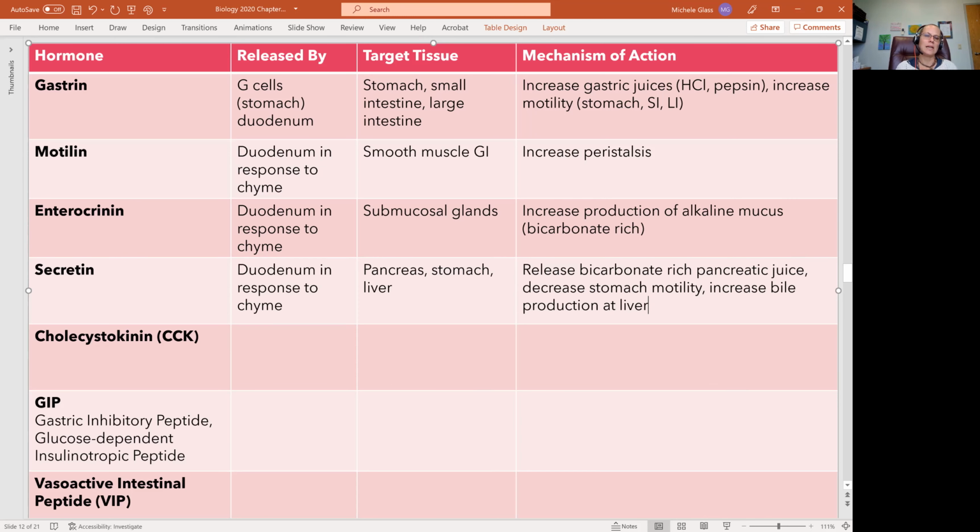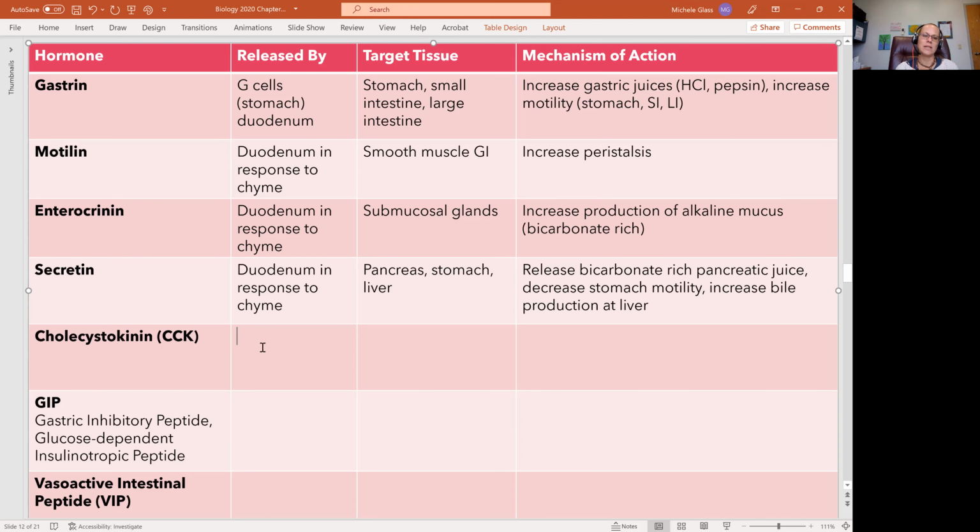Bile, we're going to see, is important in helping us to digest our lipids. And bile is being made by the liver, and then we'll see stored and concentrated in the gallbladder. So we'll be picking up those details a little bit more as we progress through. So you can make space in your notes if you want to come back and add that in.